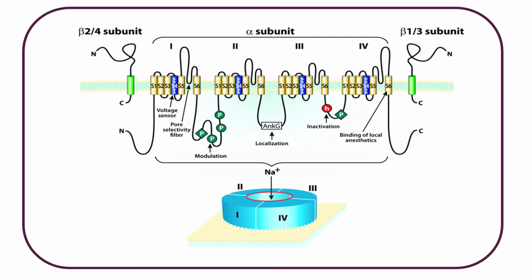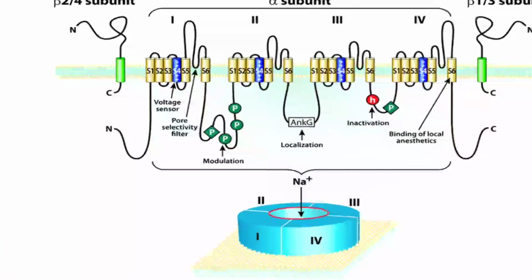So this is a structure of the voltage gated sodium channel. It has two subunits, alpha and beta subunit. The alpha subunit has 4 transmembrane domains. You can see 1, 2, 3, 4. They are actually surrounding the pore. Each of these transmembrane domains contains 6 transmembrane units. You can see here S1, S2, S3, S4, S5, S6. So they have 6 transmembrane units.